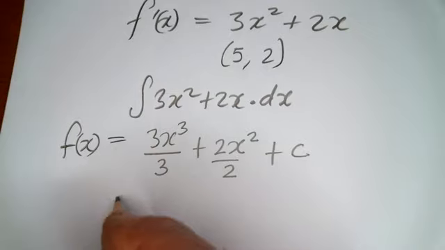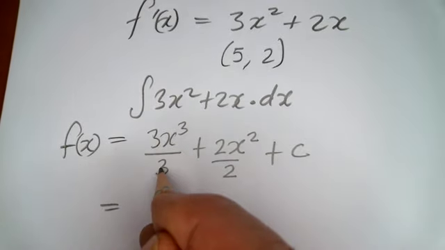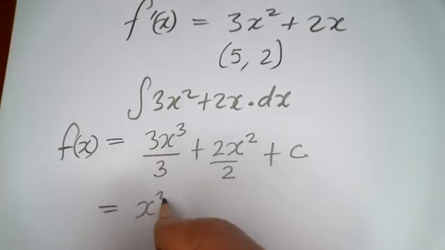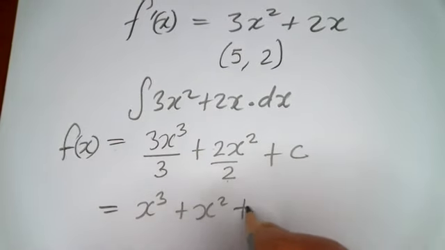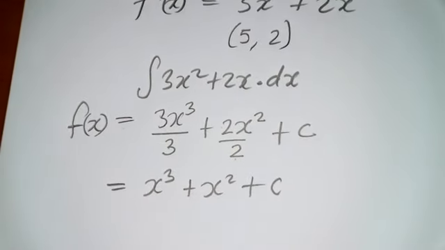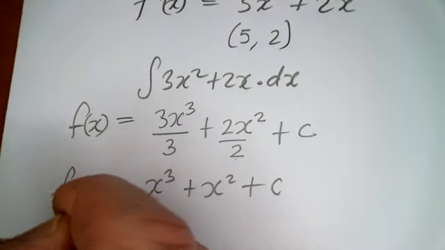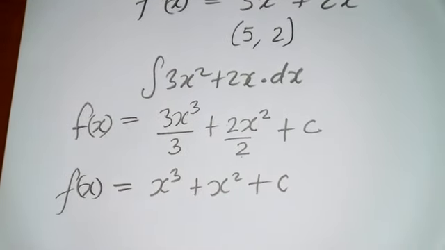And let's just tidy this up a little bit. Well, 3 divided by 3 is 1, so that's going to be x cubed, plus 2 divided by 2 is 1. This is going to be x squared plus c. Now, so f of x is equal to that equation. There it is. But we've got a c value on the end.